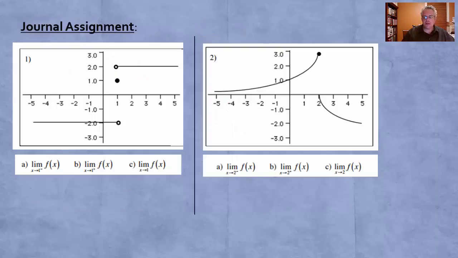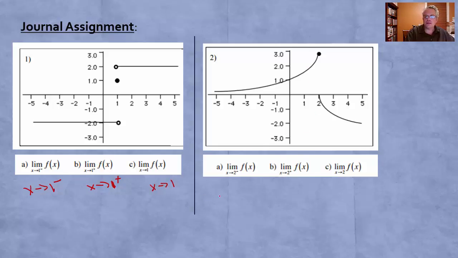All right, so here's a journal assignment for you. On this first function, you're just going to find the limit as x approaches 1 from the left, that's 1 minus, x approaches 1 from the right, and then the limit as x approaches 1. I don't know if you can see those.